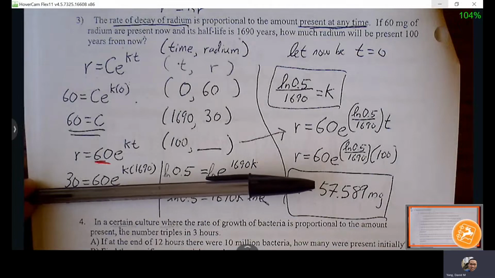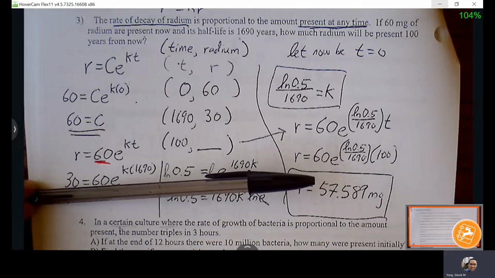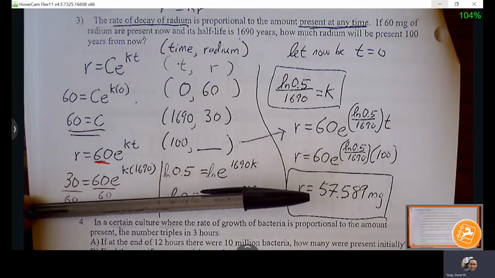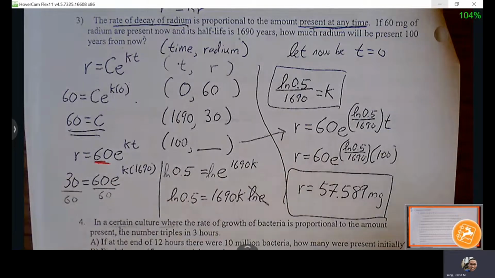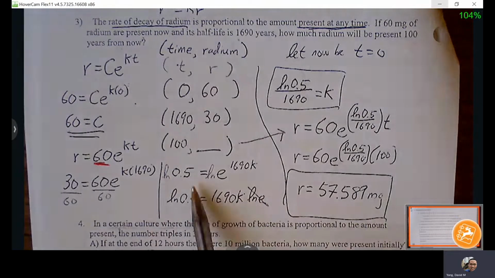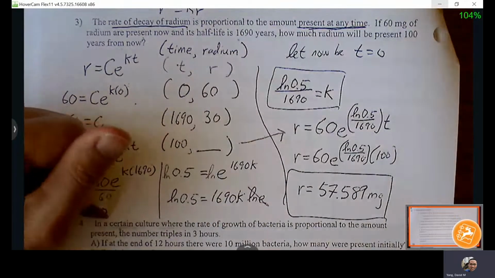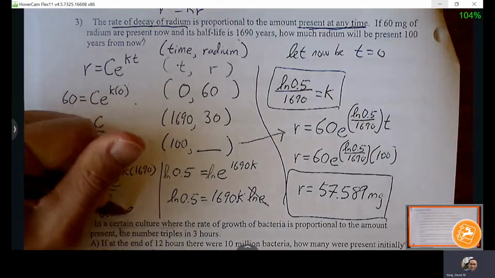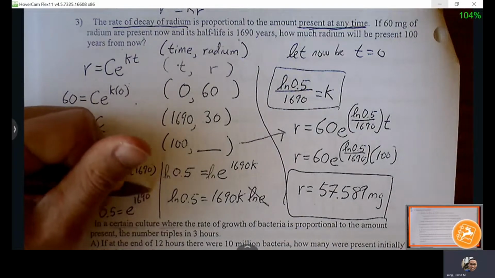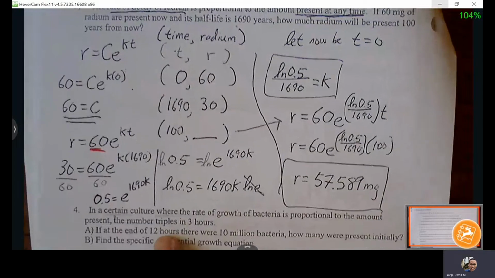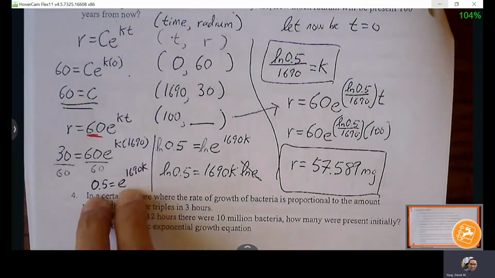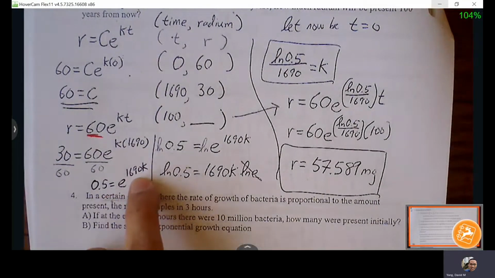I'm now focused on trying to solve for k, but one thing at a time. Let's move that 60 over to the left side, divide both sides by 60. 30 divided by 60 is 1/2, or 0.5. So next step, you have 1/2, or 0.5, is equal to e to the 1690k.